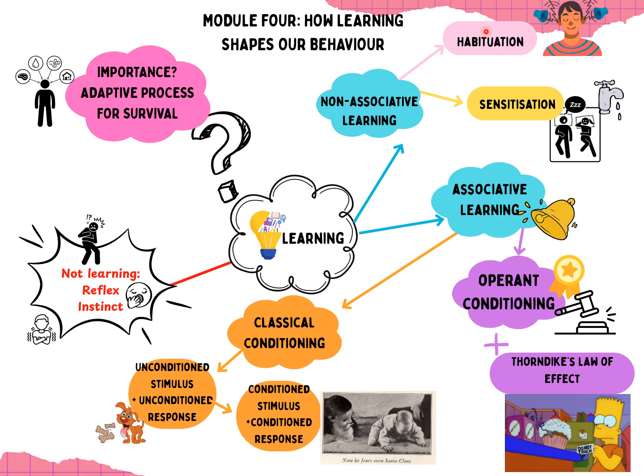Habituation occurs when our brain decreases responsiveness to a stimulus after repeated exposure, which allows us to give our attention to more important sensory information. The opposite of this is sensitization.